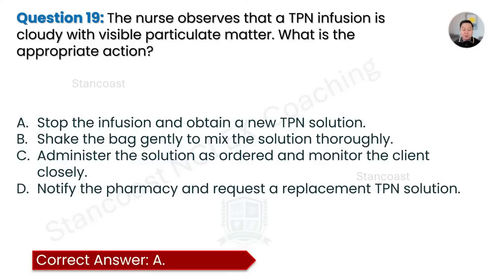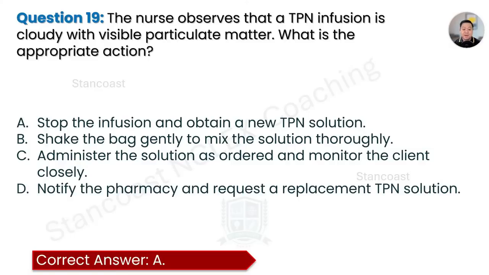And when you encounter this type of question involving patient safety, your immediate action should be to stop the harm, stop the infusion. This is a priority. So you got to eliminate answers that delay any action. Now we have letter B. This is an incorrect option. Shaking is not going to resolve the issue, and this will further disperse the particulate matter, which will increase the risk of embolism. So you got to discard this one.